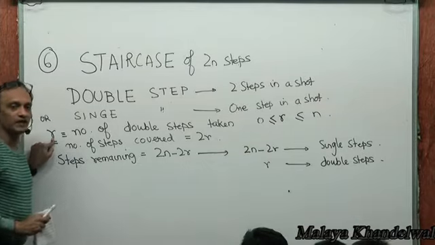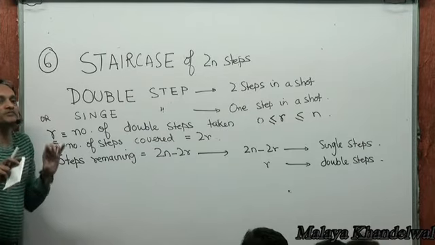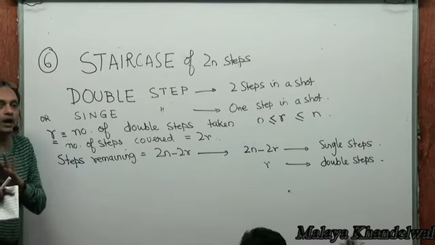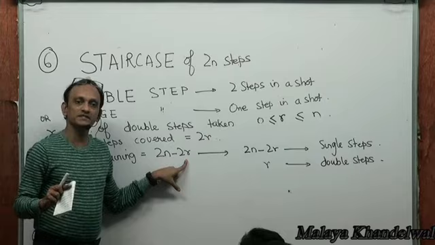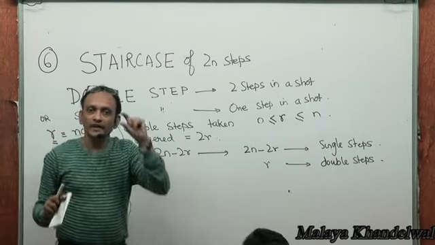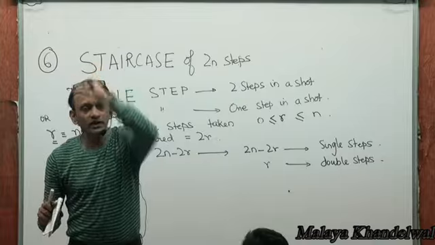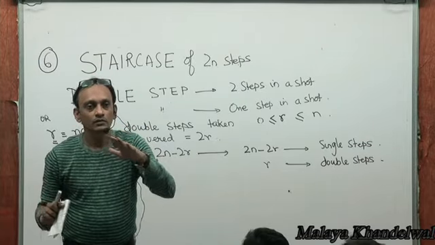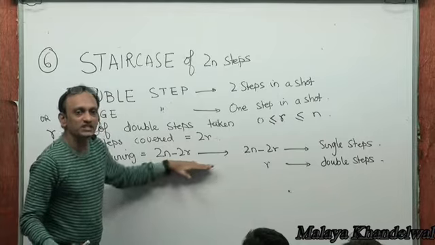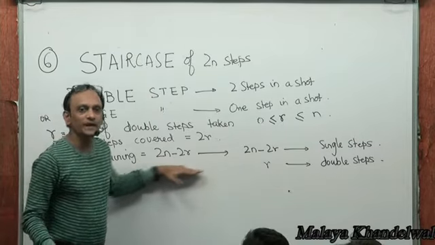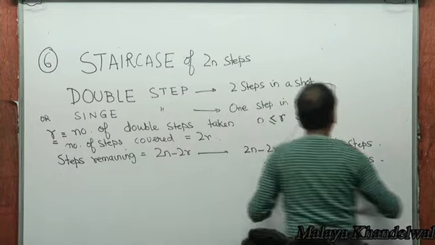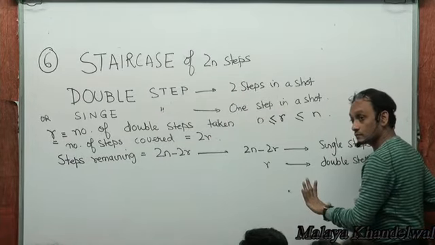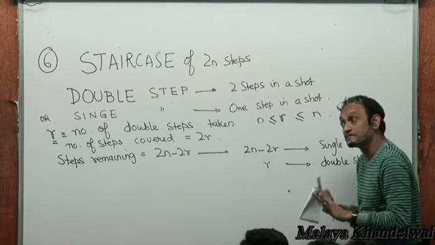If r is the number of double steps, that means the number of stairs covered in double steps is 2r. How many steps remain in all? 2n minus 2r steps remain, right? And they have to be in single units. So these many single steps, yes or no? These many single steps and r double steps. Do you understand the total number of units of steps?